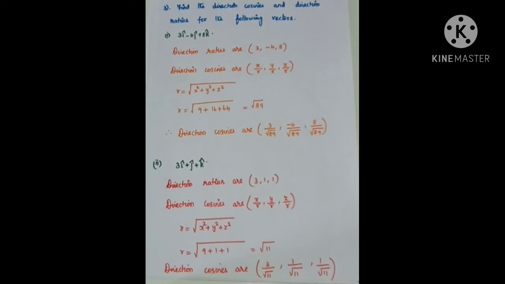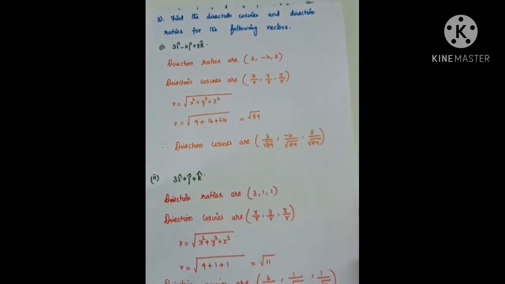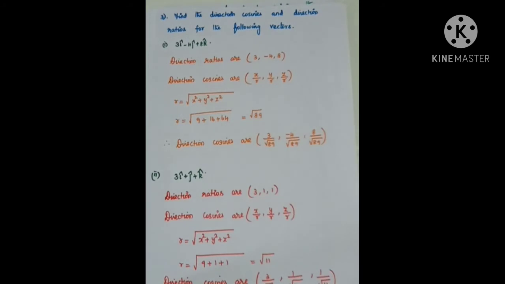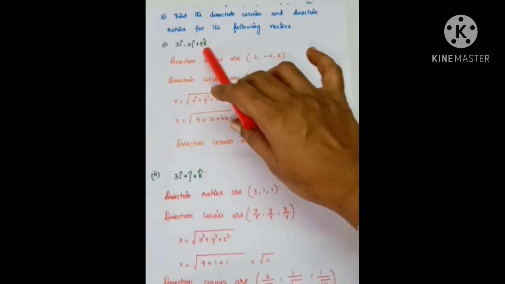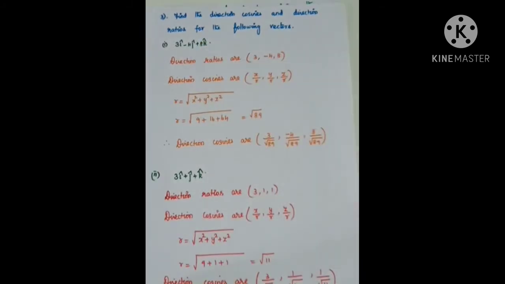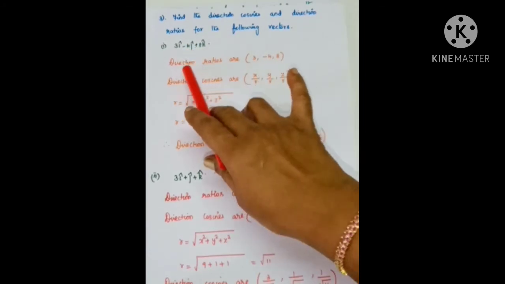So third problem, find the direction cosines and direction ratios of the following vectors. Now what is given? Vectors are given. One vector is given. From that you have to find the direction ratio. If you have the direction ratio, you can find the direction cosine. So you take this vector. So what are the direction ratios?